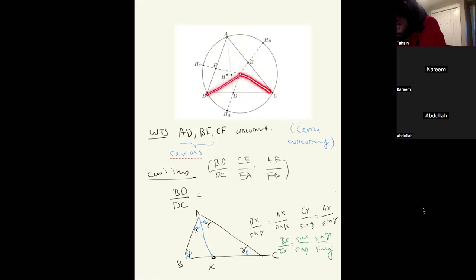If we use O, we get an isosceles triangle. I'm not sure I know these angles though. Wait, maybe we do. Oh, you're right. We do actually know these angles.